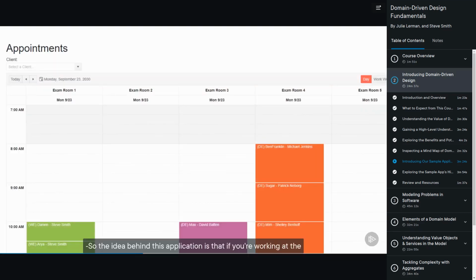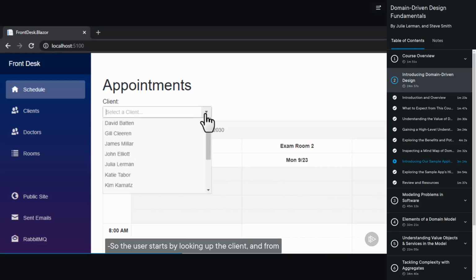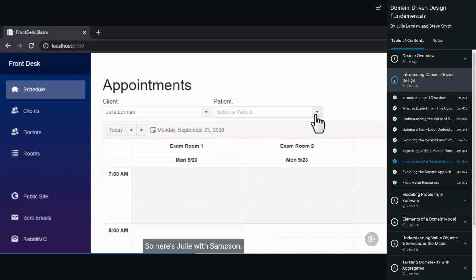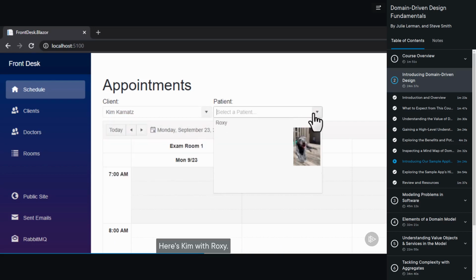So the idea behind this application is that if you're working at the front desk of a vet clinic and someone walks in, maybe they want to schedule an appointment, or the phone rings with someone who wants to schedule an appointment for their pet, the first thing you're going to do is look that client up, the person, in the system. So the user starts by looking up the client, and from there they can choose which of the client's animals or patients they're going to schedule. So here's Julie with Samson. Here's Kim with Roxy.